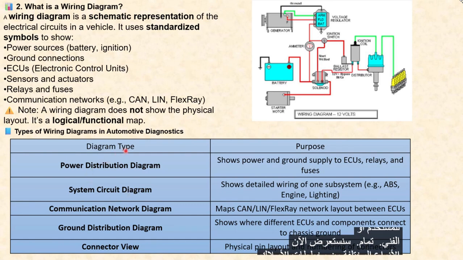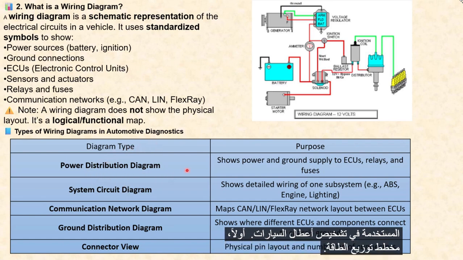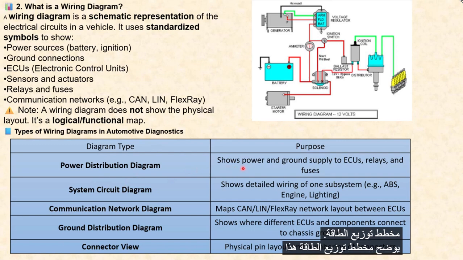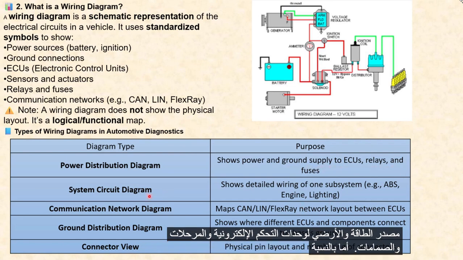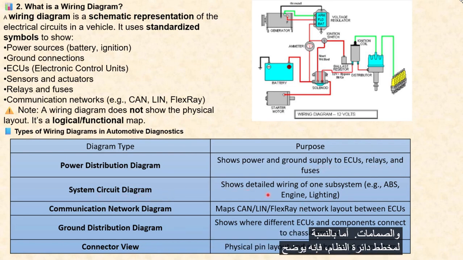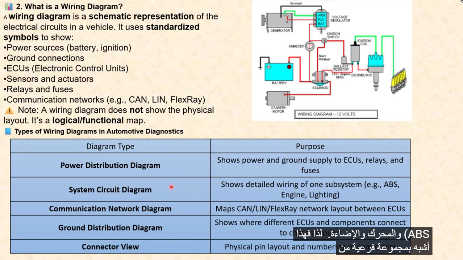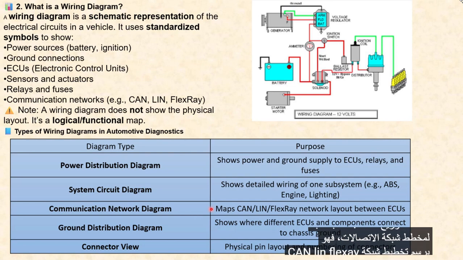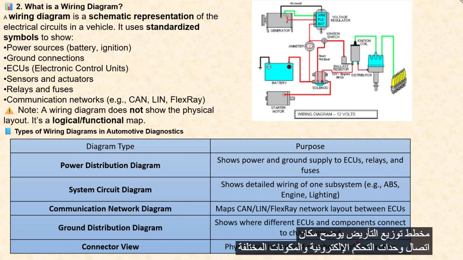Okay, now we'll see the various types of wiring diagrams used in automotive diagnostics. First is the power distribution diagram. It shows the power and ground supply to ECUs, relays and fuses. Now the system circuit diagram shows the detailed wiring of one subsystem, for example ABS, engine and lighting. So this is more like a subset of the power distribution diagram. The communication network diagram maps the CAN, LIN and FlexRay network layout between the ECUs. The ground distribution diagram shows where different ECUs and components connect to the chassis ground.